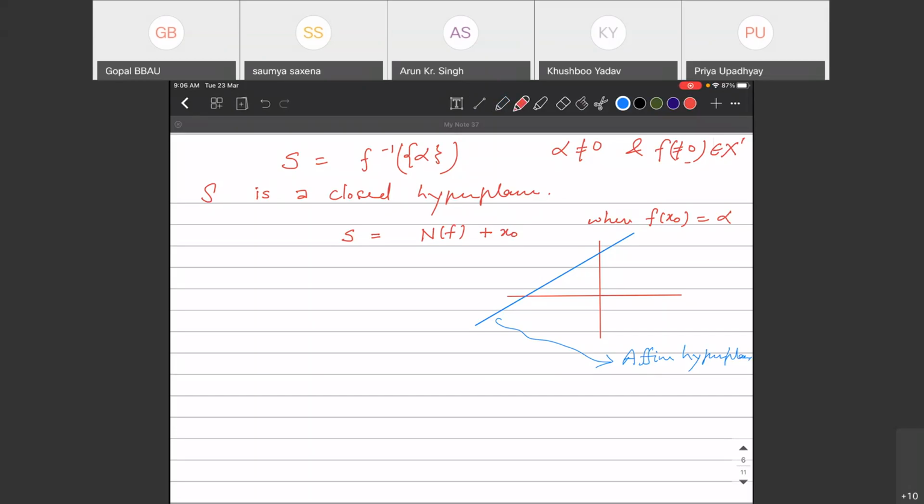Now, our next theorem gives the distance of this hyperplane from the origin. This is a 90 degree angle. You all know this. So the distance of a line in R2 from the origin, the shortest distance, is nothing but the length of this line segment which makes a 90 degree angle. Correct?